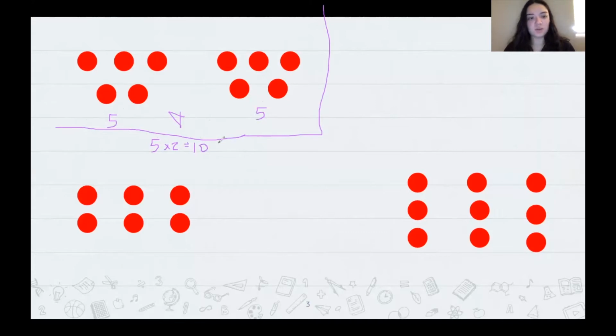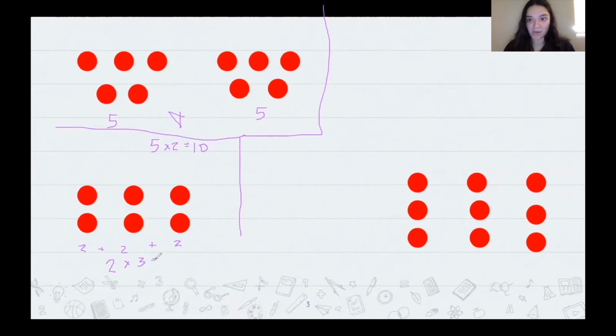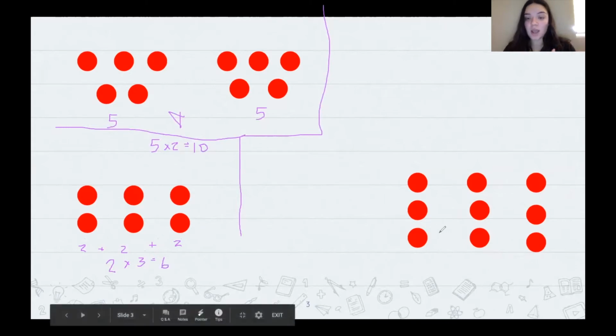All right, let's look at this one down here. So I have 1, 2, 3 groups with 2 circles in each. I'm going to start with my repeated addition sentence, which is just going to be 2 plus 2 plus 2. Now I'm going to write my multiplication problem. I have 2 circles in each group, and I have 3 groups total. So how many circles do I have all together? Go ahead and shout it out when you know the answer, but we are going to have 6 circles all together.